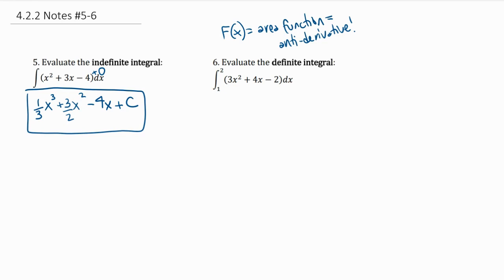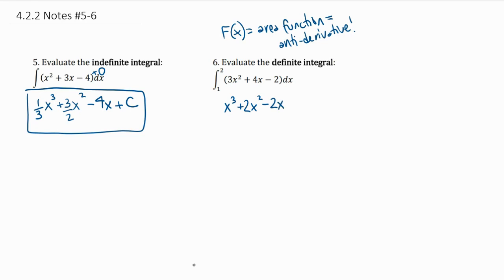Now for number 6, we have a definite integral, but the first step is going to be the same. We're going to start with the antiderivative. So the antiderivative of 3x squared is going to be x cubed. And then you would multiply the 3 in front, which it already has, so we don't have to do anything different here. The antiderivative of 4x is something x squared. If you multiply 2 in front to get 4, you'd have to multiply by 2. And then minus 2, so the antiderivative of -2 is -2x.